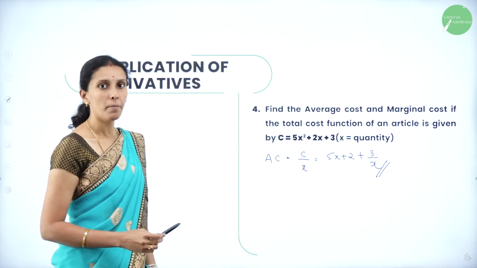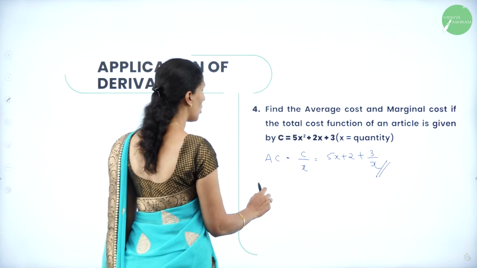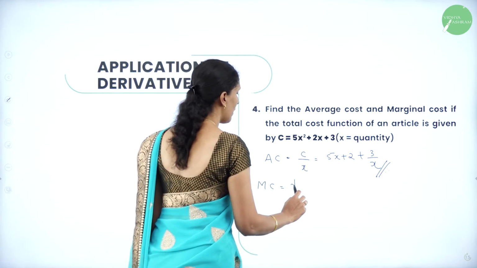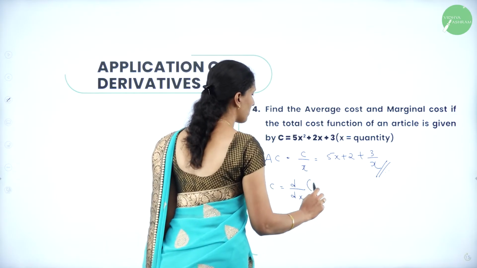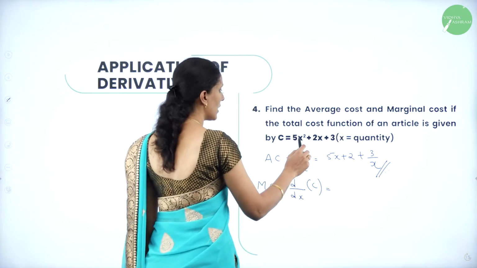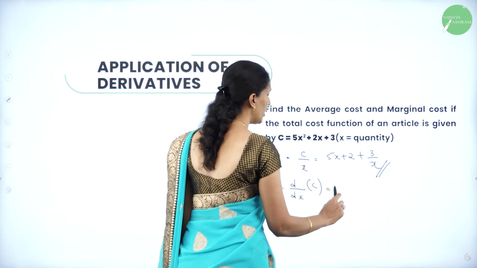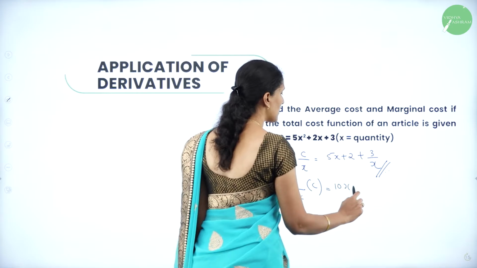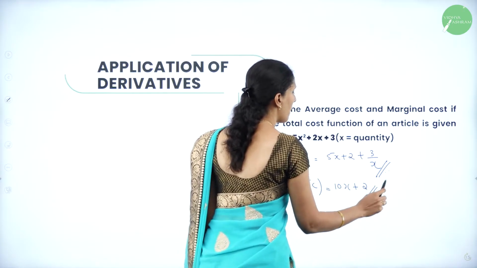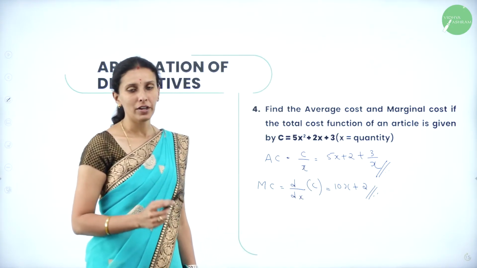Next, we need to find out the marginal cost. Marginal cost is the derivative of C. So differentiate this: x square gives 2x, 2 into 5 is 10x, plus 2. So this is the marginal cost of the given function.